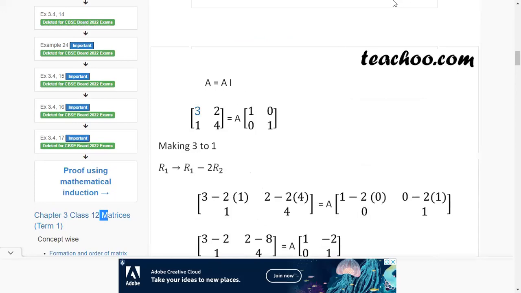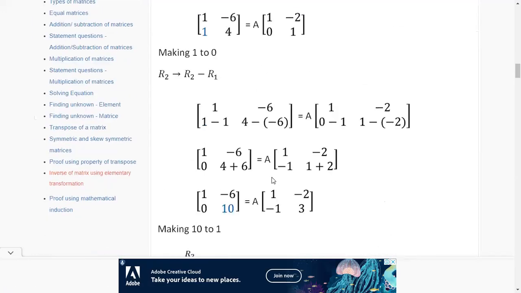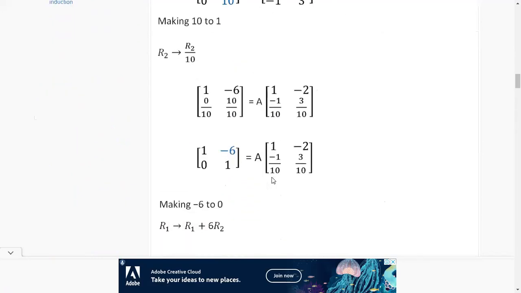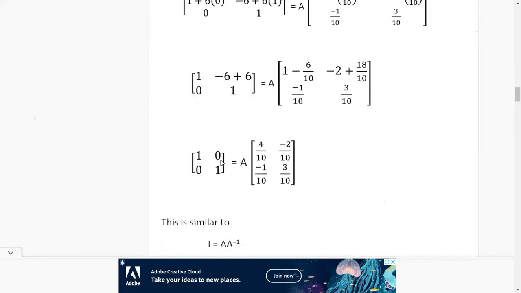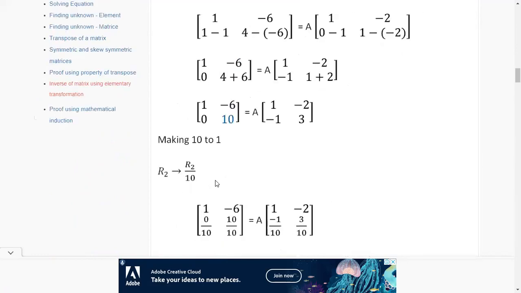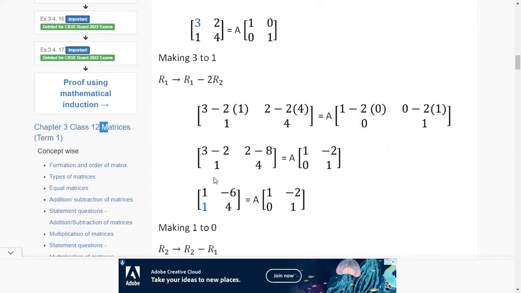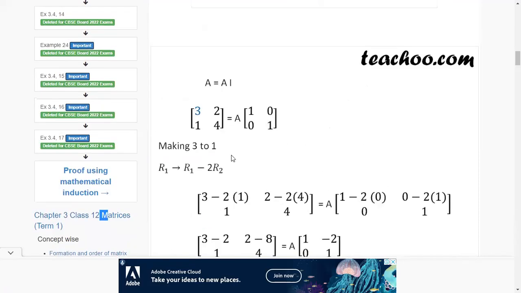Now your intention is to make this matrix identity. What is the identity matrix? 1, 0, 0, 1, correct? So you need to change this 3 to 1, this 4 to 1, and the 2 to 0 and the 1 to 0. Then we can say our matrix is identity. For that, you have to do all possible operations.